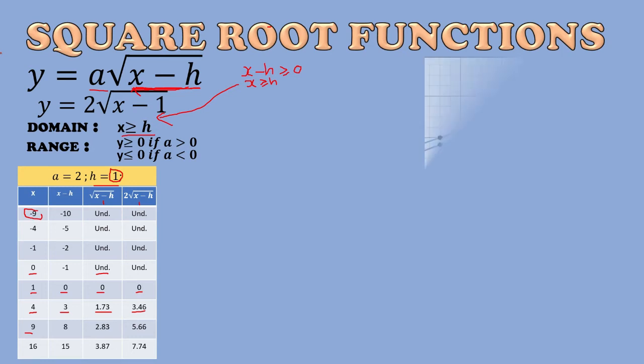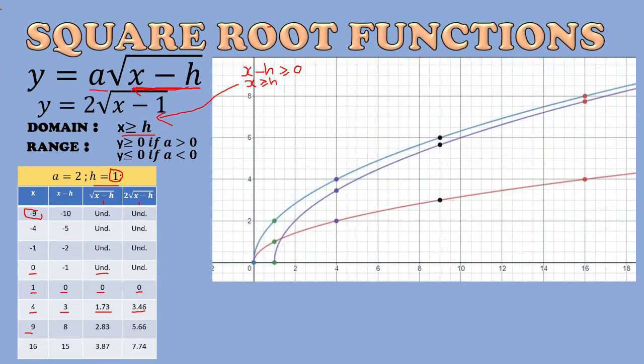Then, now, when you make a graph, the red is the parent function, the blue is the exercise before, and the purple is this function. Pay attention now, because I have this example in the problem before to this problem.